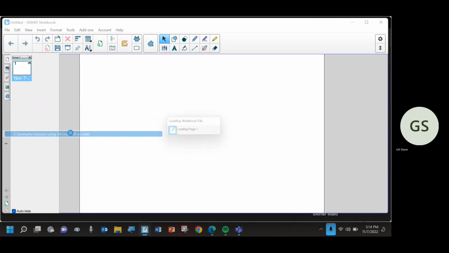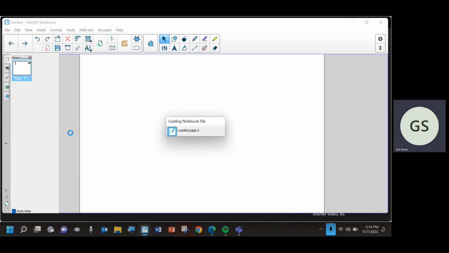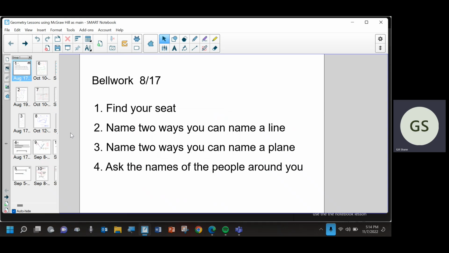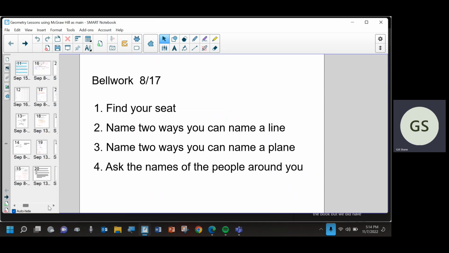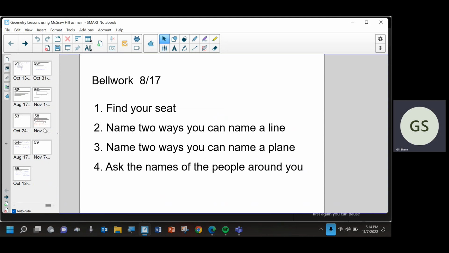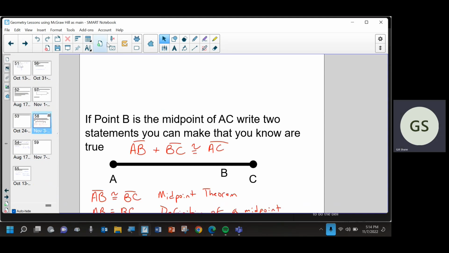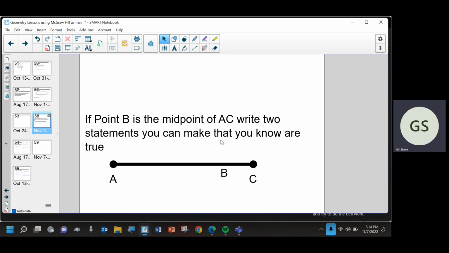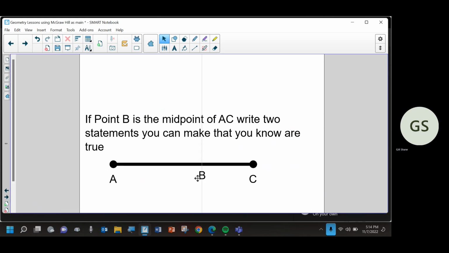So just starting, I didn't really use the notebook lesson a whole lot. Mostly we worked from the book, but we did have bell work. So let's talk about the bell work first. Again, you can pause it and try to do the bell work on your own.